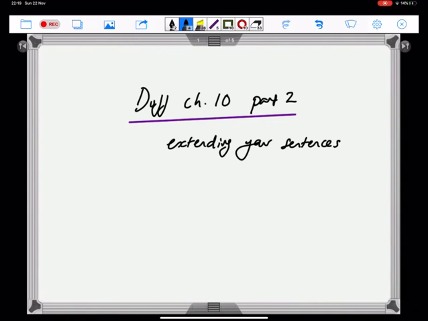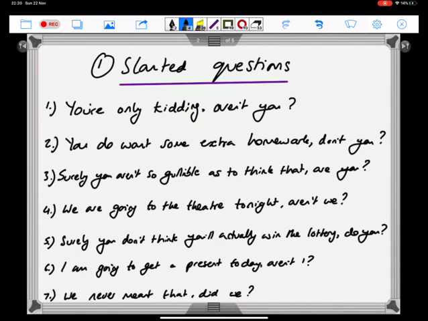Chapter 10 is about preparing you to read more extended sentences in Greek and do more interesting things with your Greek. You saw the relative pronoun in the first part, so linking two sentences together when they've got a common noun between them. But now we're going to look at some slightly more interesting things you can do. The first is the slanted question.